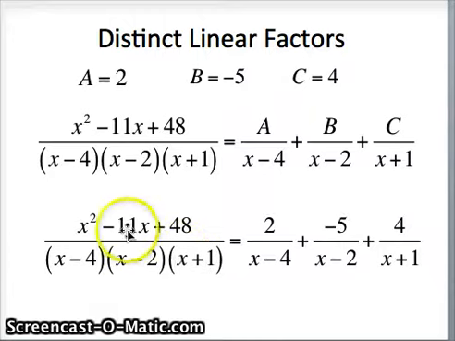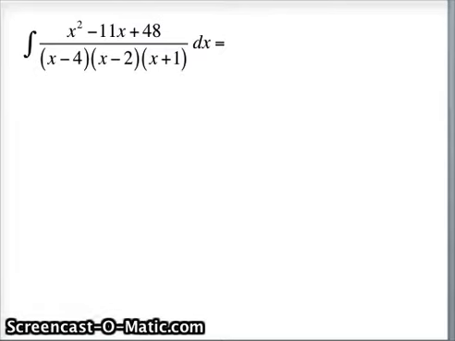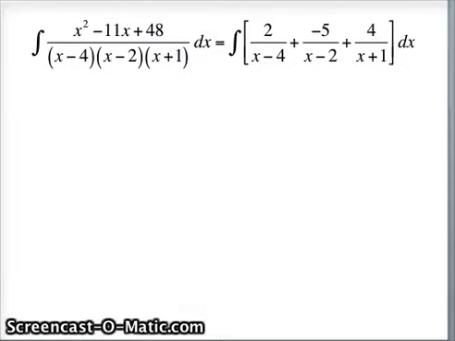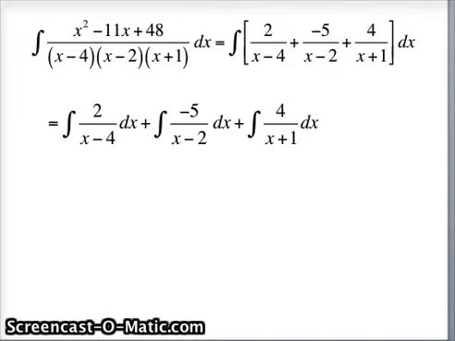We wanted to integrate this rational function on the left, and now all we have to do is integrate the rational function on the right. The integral of the sum is the sum of the integrals, and that will make that relatively easy to do. So we're going to take the integral of the first piece plus the integral of the second piece plus the integral of the third piece. And then we can factor out these constants. 2 comes in front of the integral sign, negative 5 comes out, 4 comes out.